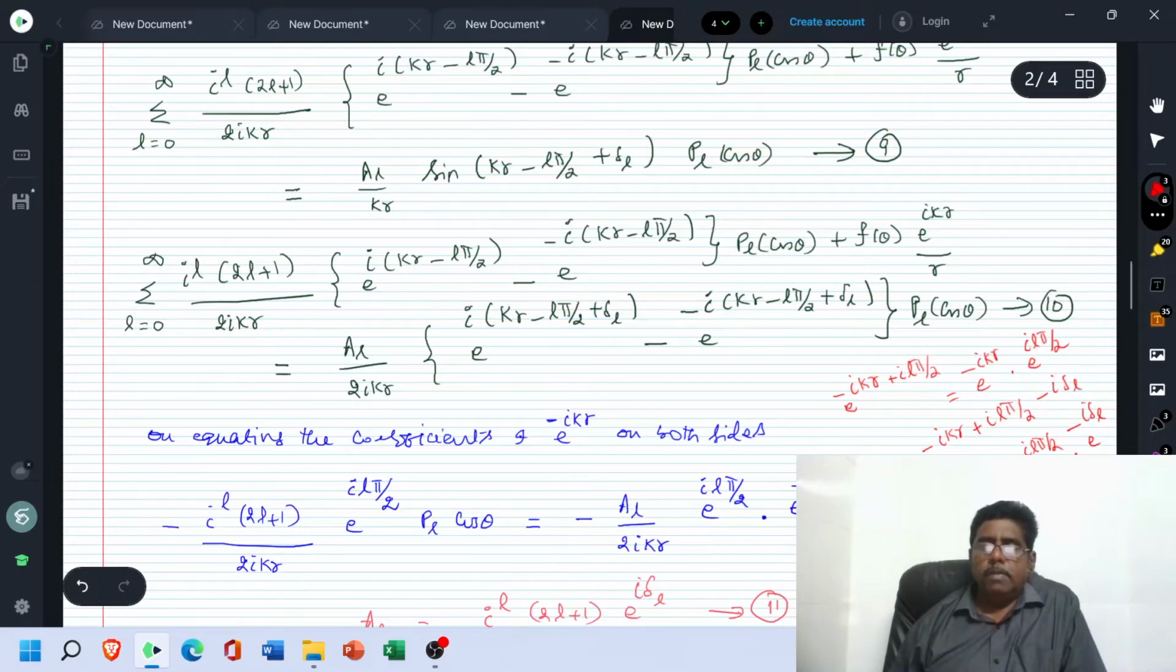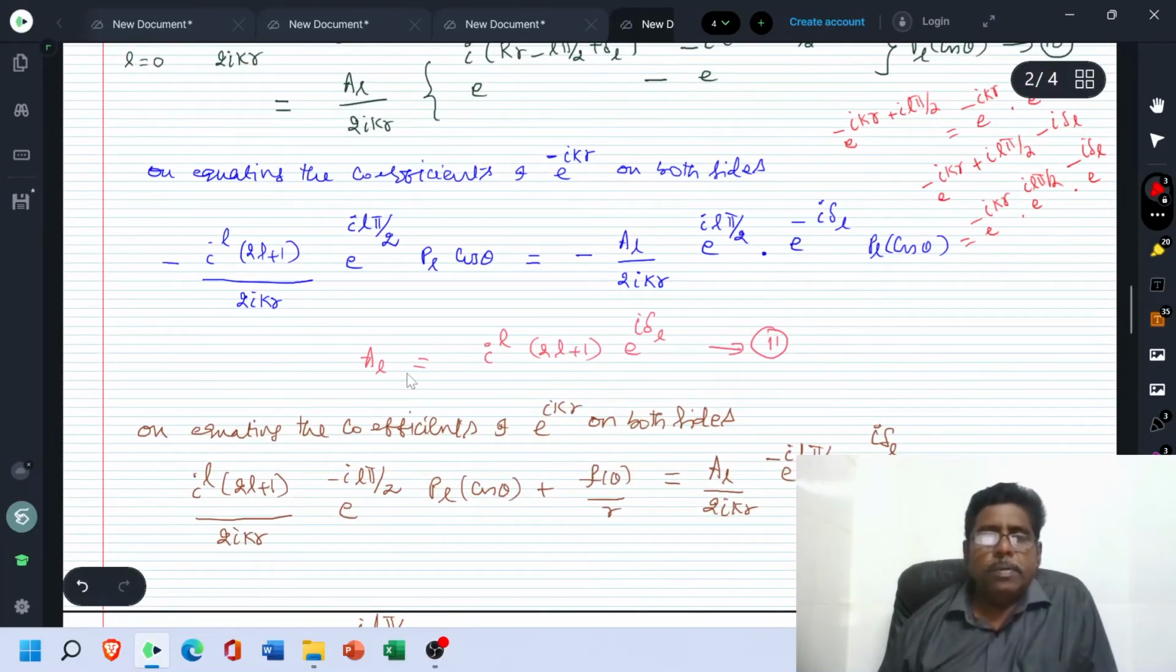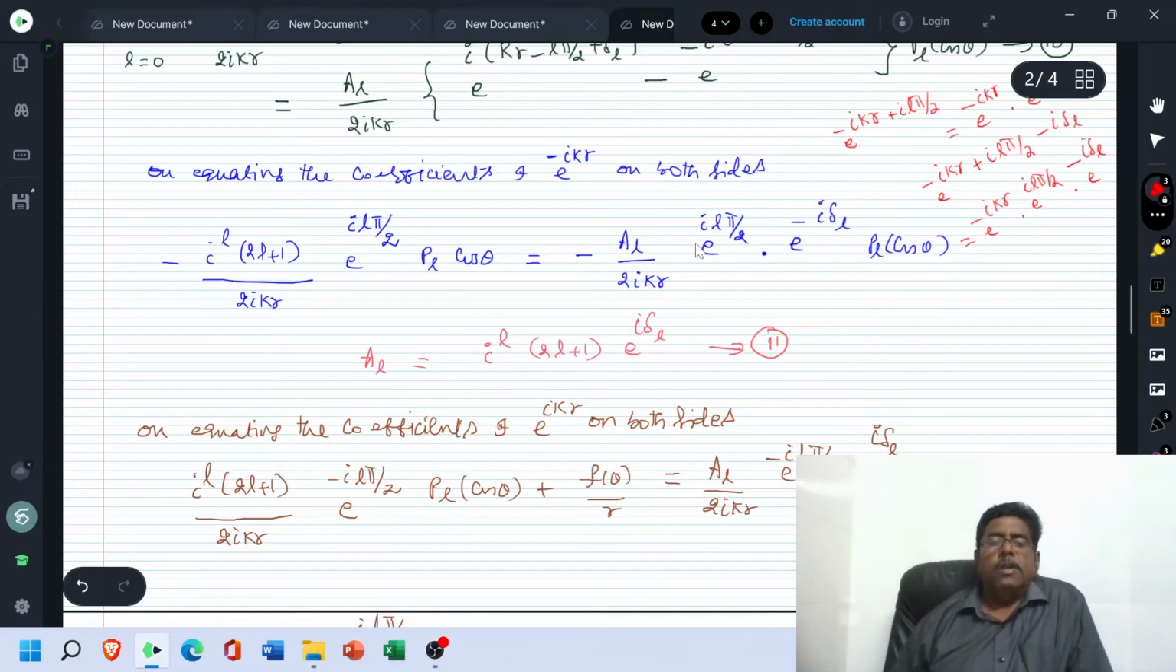See here, we are in a position to equate the coefficient of e^(-ikr). So without this term, we have to write all other terms: minus A_l/(2ikr), then without the e^(-ikr) term, all other terms, e^(ilπ/2) into e^(-iδ_l) into P_l(cos θ). Now A_l is equal to i^l (2l+1) e^(iδ_l). If you put A_l equal to this term, the left hand side is equal to the right hand side. So from the above equation, we can get the value of A_l.